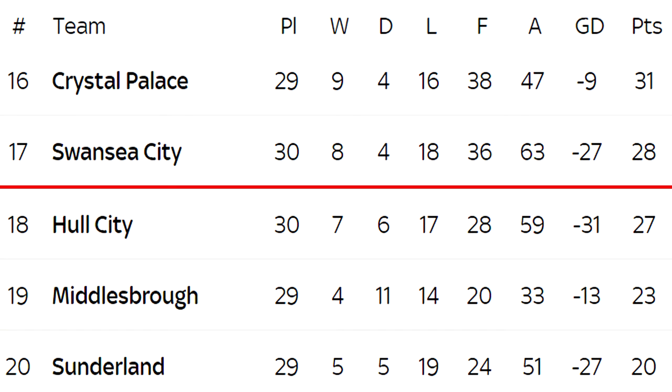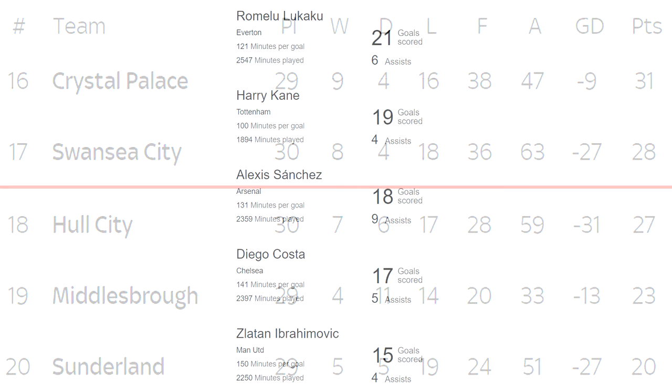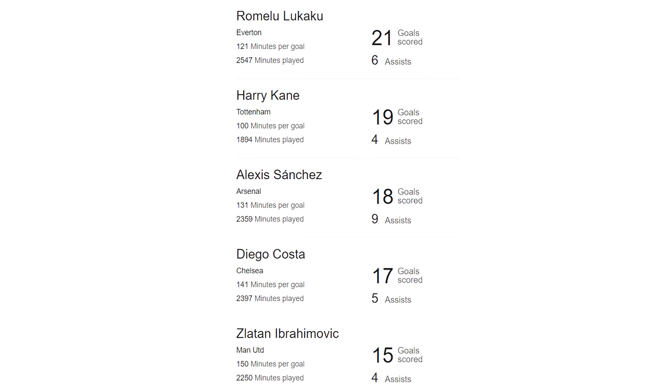Moving on to the bottom 5, and Sunderland are still at the bottom of the table following their loss to Watford. Middlesbrough are in 19th after their draw with Swansea. Hull at 18th, picking up a big 3 points this week against West Ham. Swansea are 17th after drawing with Boro, and Crystal Palace make up the bottom 5 following their huge win at Chelsea.